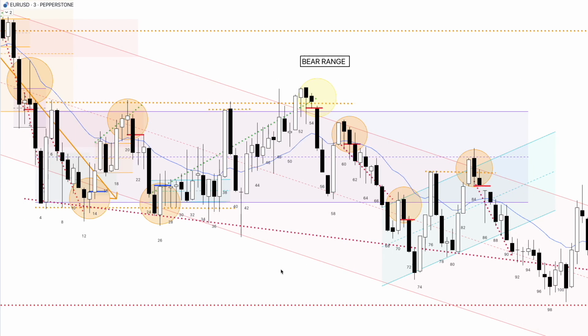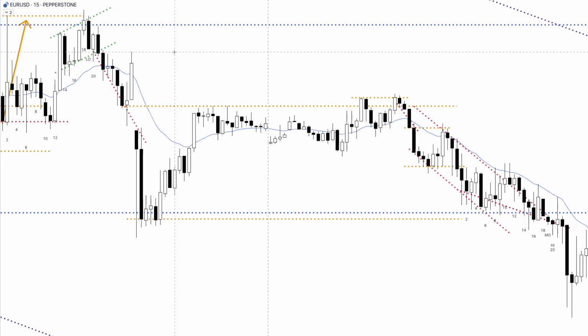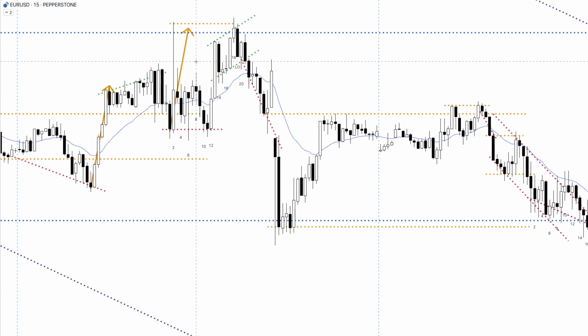Hello, this is the price action for yesterday, the EURUSD 3-minute chart. We had a bear range. So let's go up to the 15-minute chart to see how this formed.